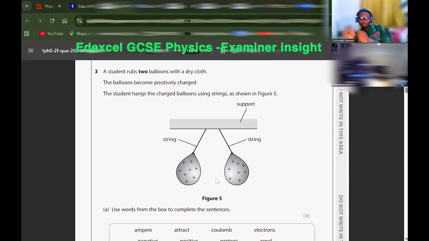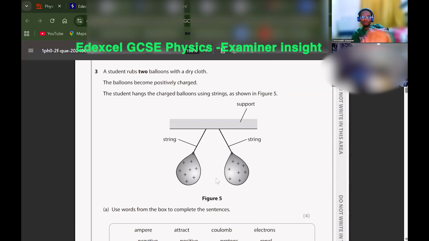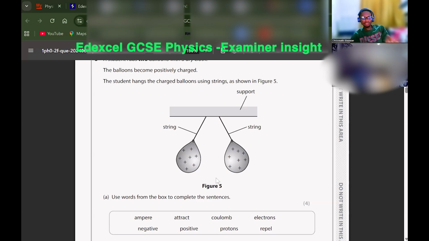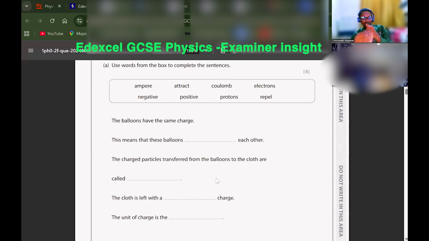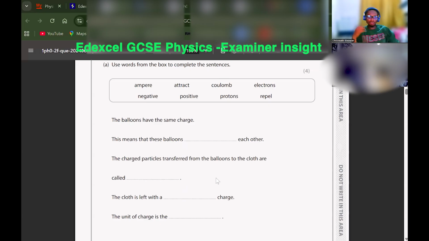Dry clothes. The first balloon, you rubbed it on the dry clothes. The second one, you rubbed it on the dry clothes. You now notice that the two balloons became positively charged. So they are asking now, what charge do you think these balloons have transferred to the clothes that they rubbed?